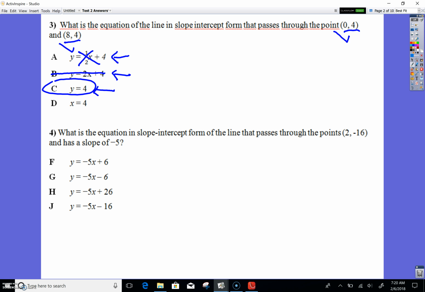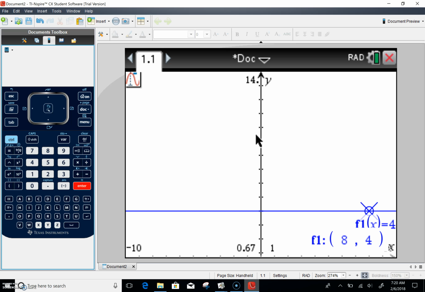Let's do number 4 the same way. What is the equation of the line that passes through the point 2, negative 16, and has a slope of negative 5? Let's try this one first.